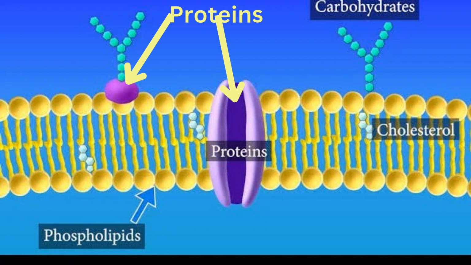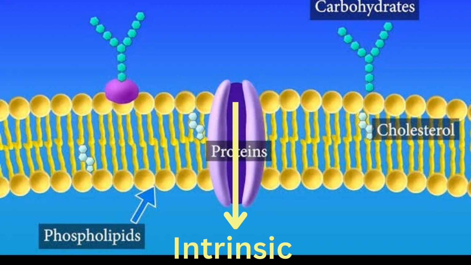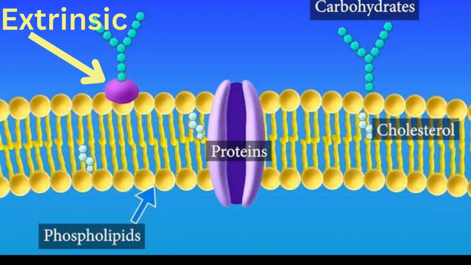The proteins are globular in shape and are floating about in the sea of lipid molecules. Some proteins extend completely through the double layer of lipids from one side to the other and are called intrinsic proteins. Some other proteins are smaller and are placed among the phospholipid molecules. These are on one side of the membrane and are called extrinsic proteins.